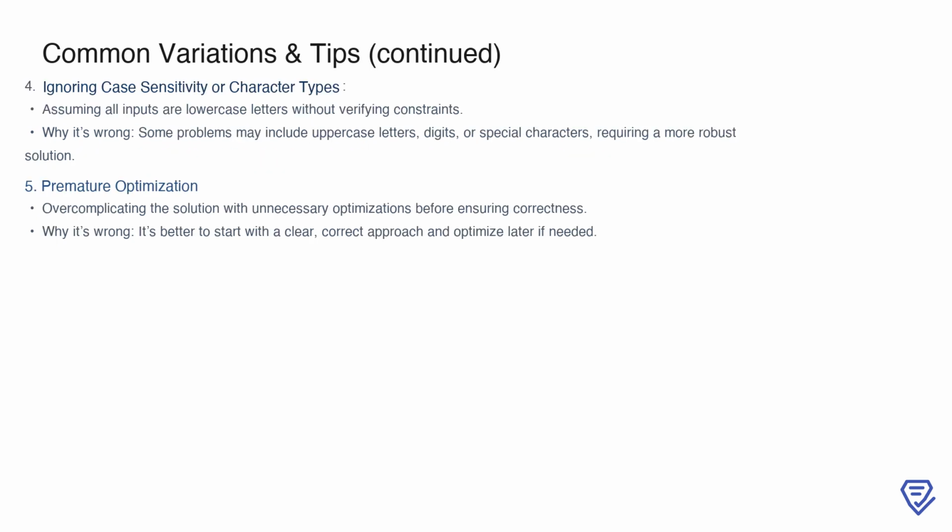Another common pitfall is ignoring case sensitivity or character types. Some problems may involve uppercase letters, digits, or special characters, so assuming all inputs are lowercase letters can lead to an incomplete solution. Always verify the constraints of the problem before proceeding. Additionally, premature optimization can be counterproductive. Overcomplicating the solution with unnecessary optimizations before ensuring correctness often leads to confusion and bugs. It's better to start with a clear and correct approach, then optimize for performance only if needed. This helps maintain clarity in your code and ensures you're addressing the problem requirements effectively.